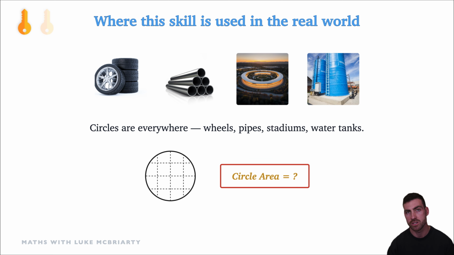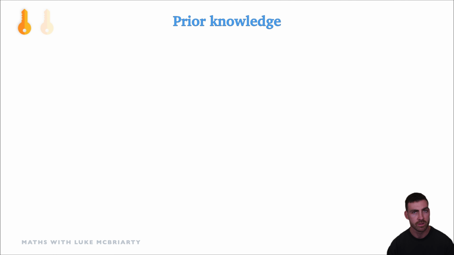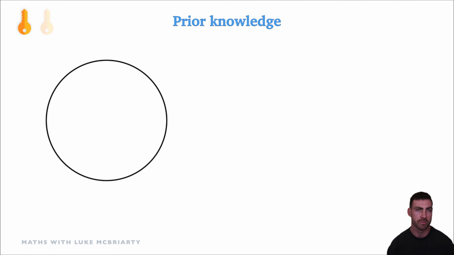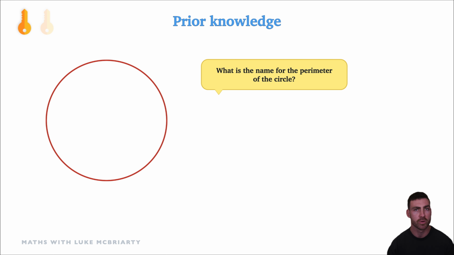But here's the challenge. Unlike rectangles or triangles, a circle has no straight lines. So how did mathematicians discover the area formula? That's exactly what we're going to figure out. To do that, we first need to remember two important facts. First, what is the name of the perimeter of a circle? That's right, it's called the circumference.